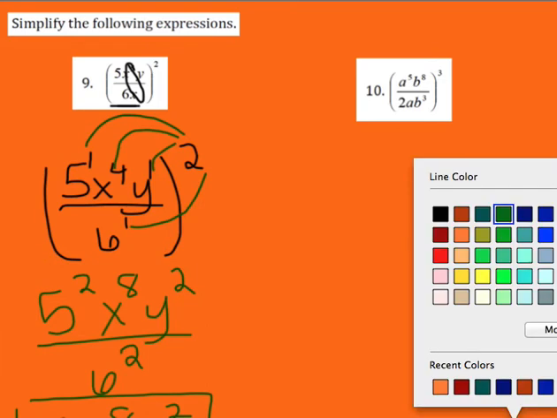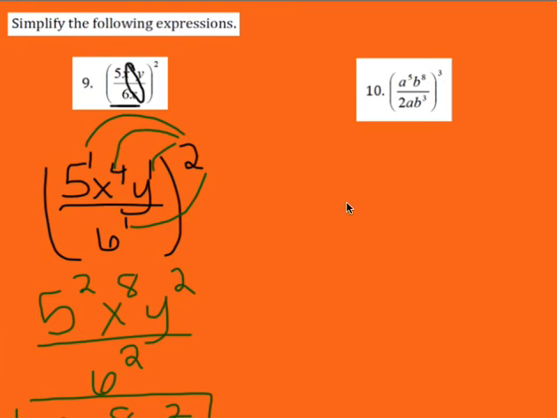So again, on number 10, I want to simplify inside first. So there's nothing I can do about the 2. That's going to stay on the bottom. So first, I have a to the fifth divided by a to the first. Well, you subtract those exponents, and you're left with a to the fourth on top. And then you have b to the eighth divided by b to the third. Subtract those exponents, and you have b to the fifth.